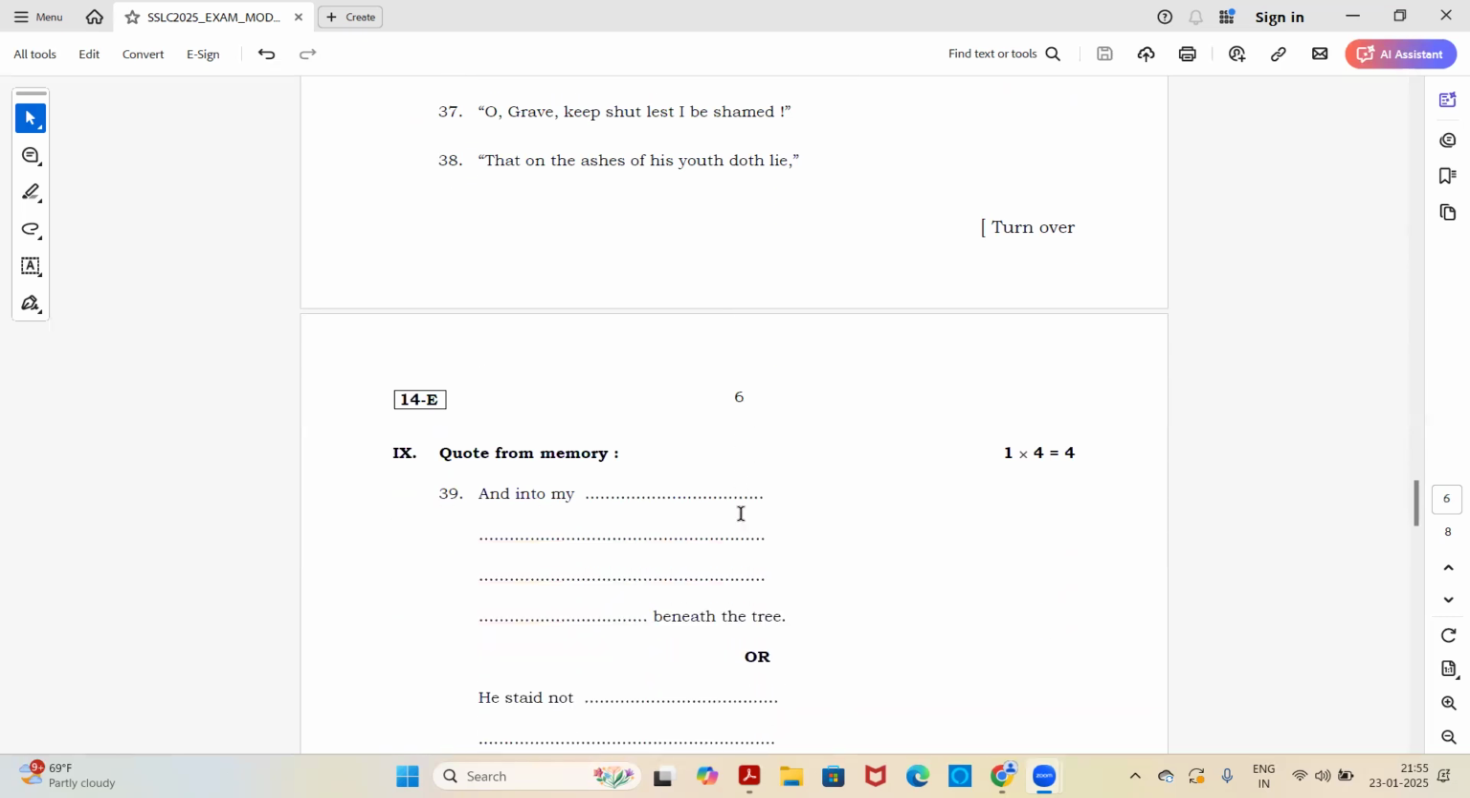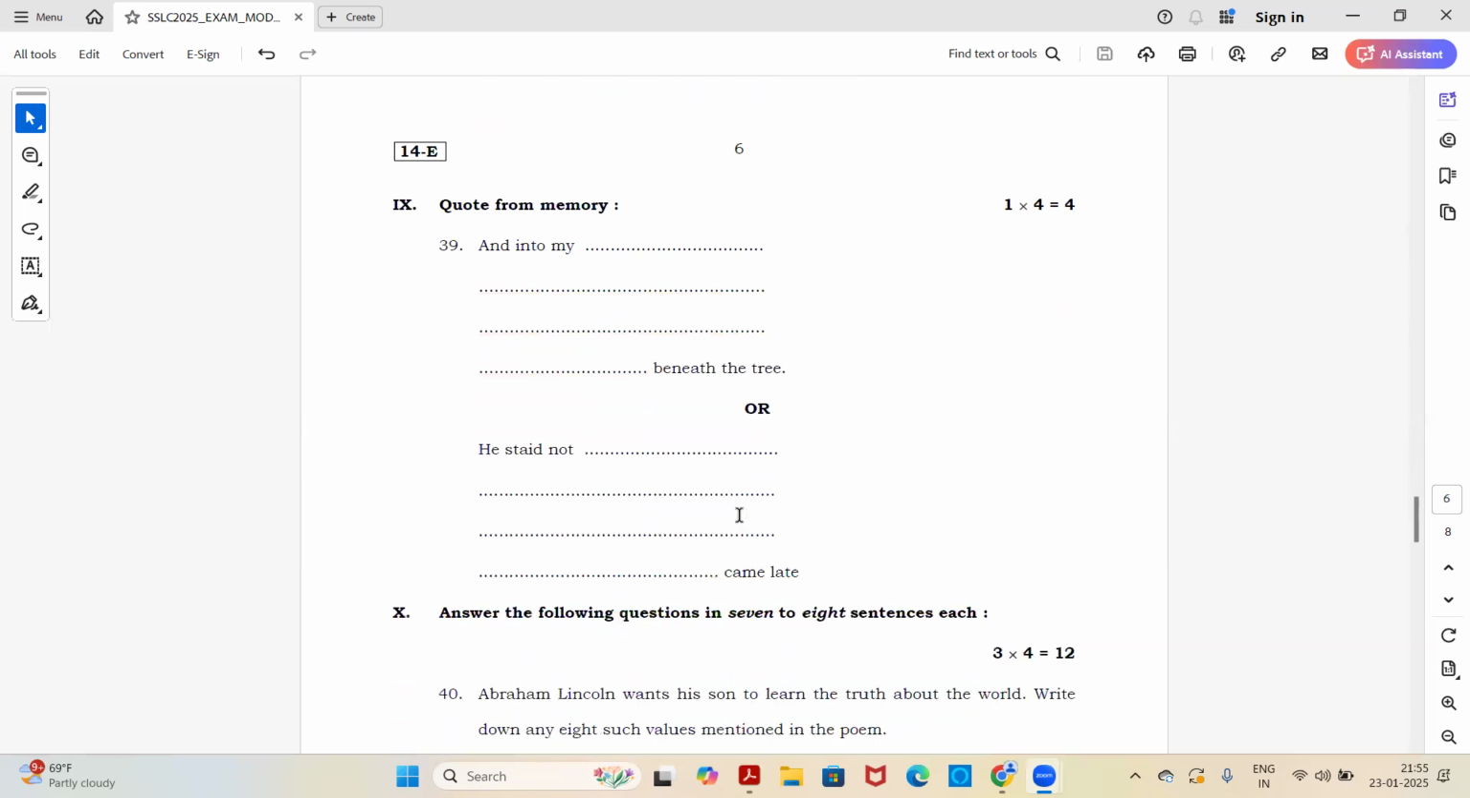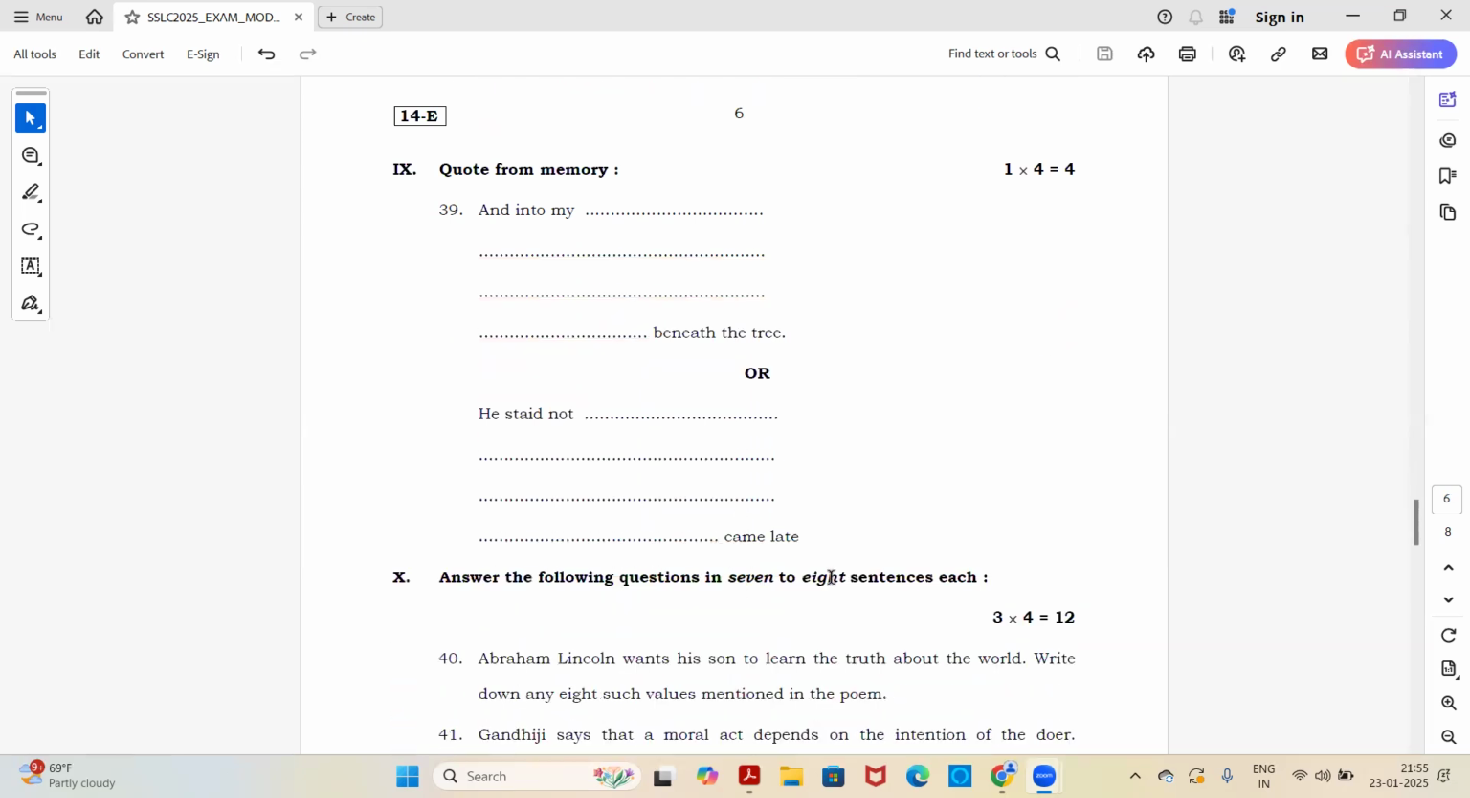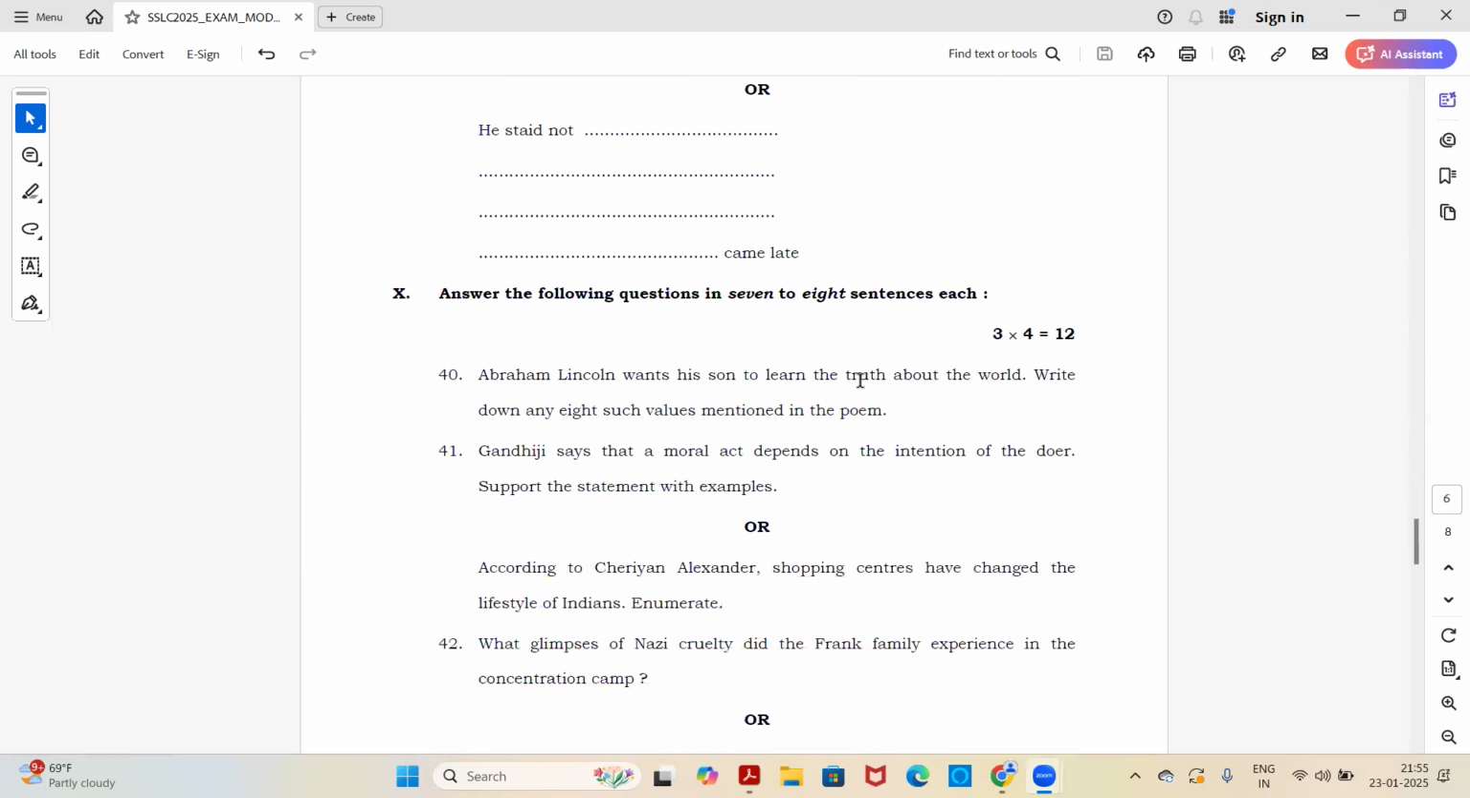Now, next main, you have quote from memory. You have 2 stanzas from 2 different poems. The first words and the last words of the lines are given. You can identify and just write any one of the poems, because an option is given here. Okay. Next, again, let's move to the long questions.